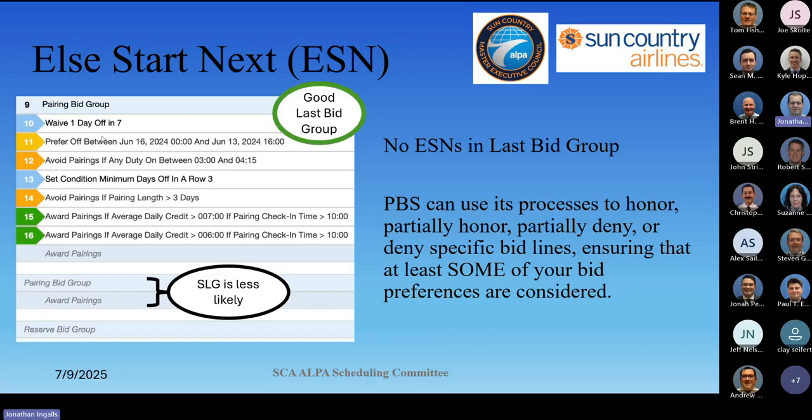So remember, if you don't put an L start next in your last bid group, at least some of the things in your bid group are going to get awarded to you. Some of your award preferences, some of your prefer off, some of your waves, some of your set conditions. The system will do a better job knowing what you want if you are in your last bid group versus ending up in that secondary line generation bid group. You don't want to be in secondary line generation. It's not a fun place.